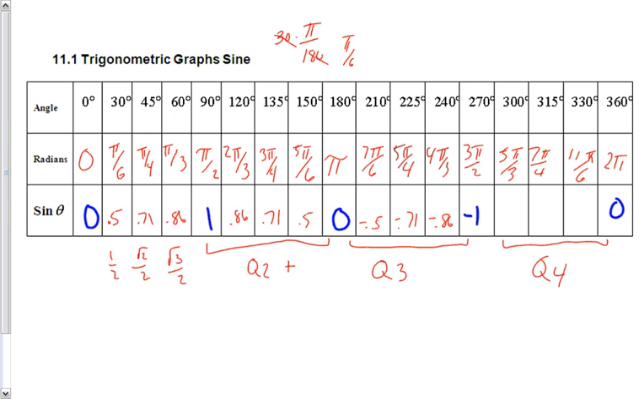The last part is quadrant 4. Again, Q4 is negative. If you do 300, that's the same as 60. 60 is 0.86, but it's negative. 7 pi over 4 is 0.71, and then 0.5. So this is our table of data.